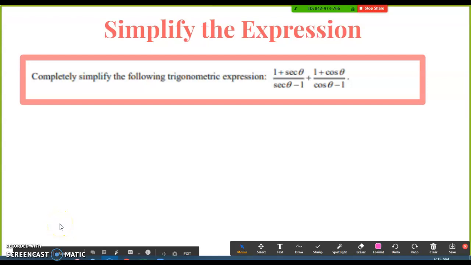All right, guys, we are at the very end and we're going to have a challenge problem. They want us to completely simplify the following trig expression. And now we have two expressions happening here.